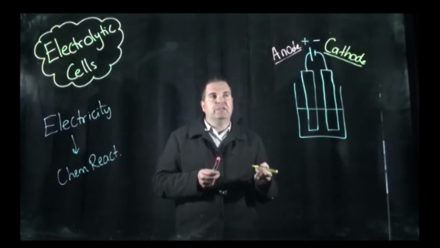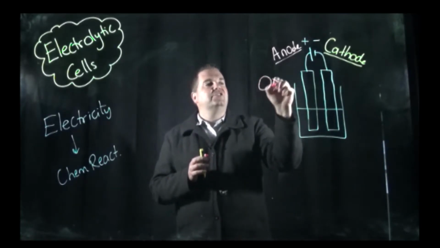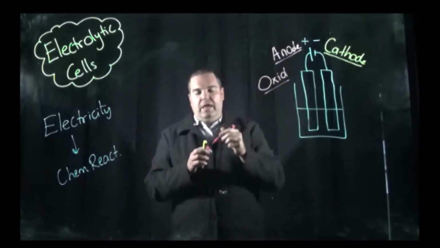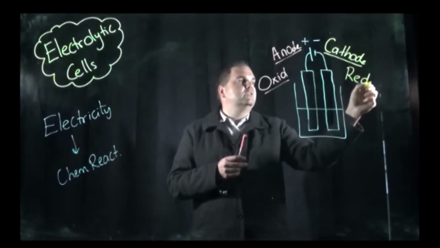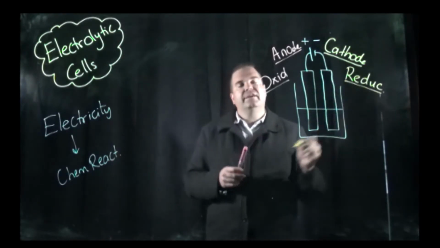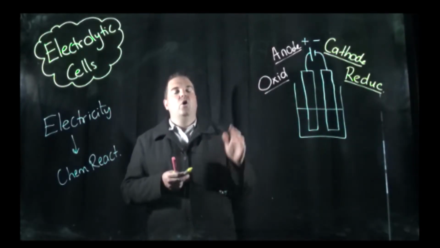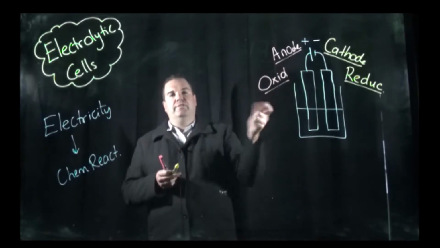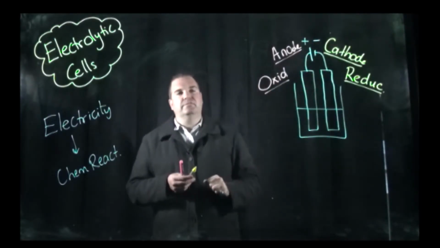Your vowels go together, so oxidation at the anode. We're still going to have oxidation here, and we're still going to have reduction at the cathode. Reduction is still a gain of electrons. Oxidation is still a loss of electrons. So none of that changes. All that changes is the polarity of the electrodes. So the anode is now positive, the cathode is now negative.